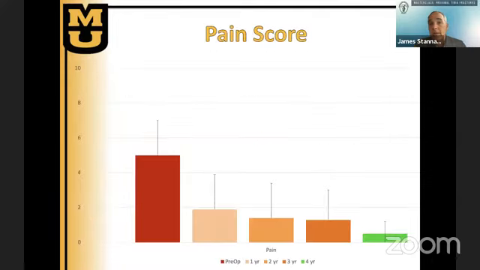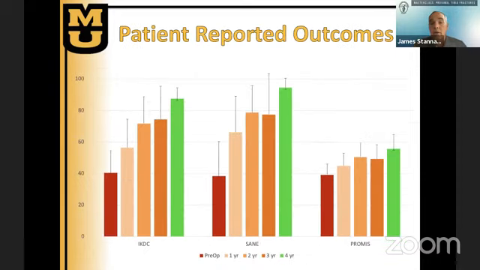This shows you the pain scores, pre-op, 1 year, 2 year, 3 year, and 4 year. And you notice it keeps falling all the way through 4 years, and it's down below 1 by the time we get to our 4-year patients. These are other patient-reported outcomes, the International Knee Documentation Committee's IKDC, and then SANE and PROMISE. And you see the same thing.